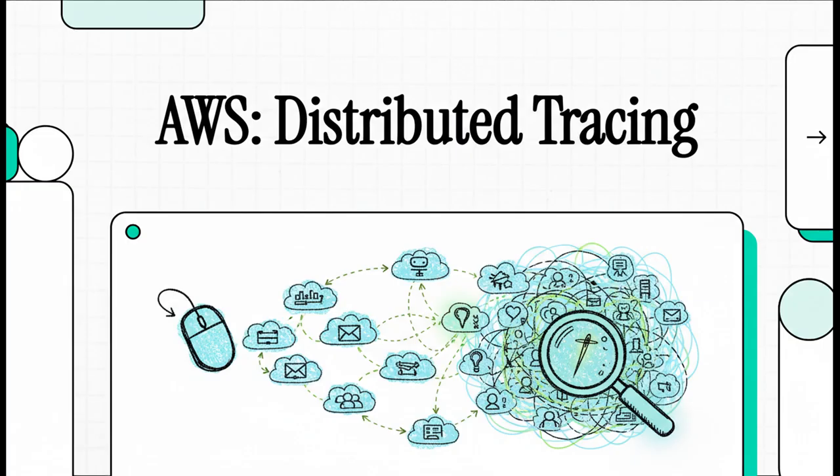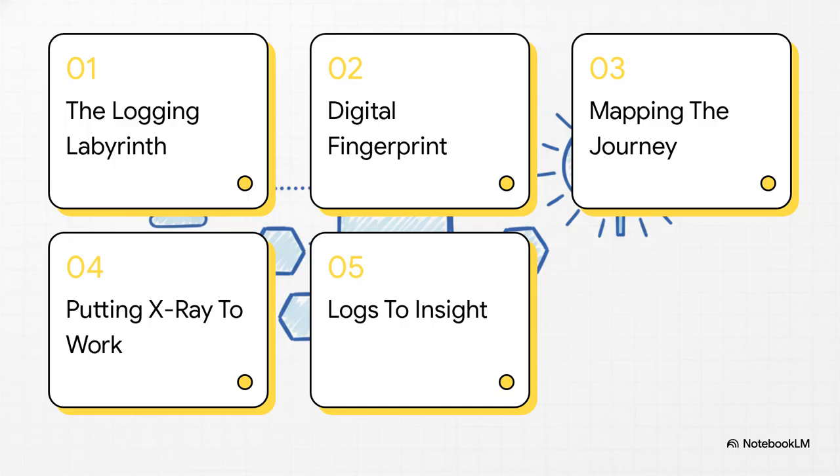And trying to follow the path of that one request, man, it's like searching for a needle in a digital haystack. All right, so here's our game plan. We're going to start by getting lost in what I call the logging labyrinth, and you'll see why. Then, we'll find our way out with something called a unique digital fingerprint.